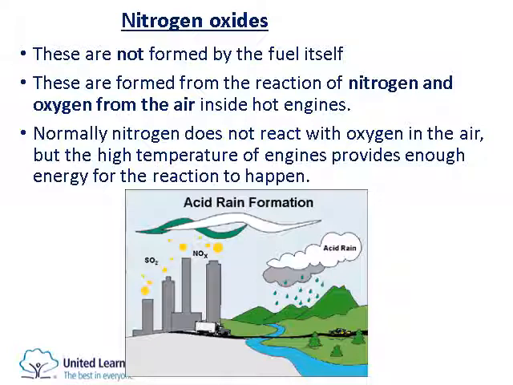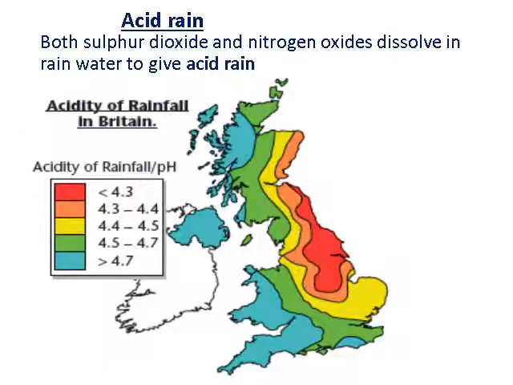So the nitrogen oxides react with water in the air again to produce nitric acid, and that falls as acid rain. You can see from the diagram that the areas in red are the most acidic, so the east of England is more highly affected than we are. So remembering that a lower pH is more acidic.